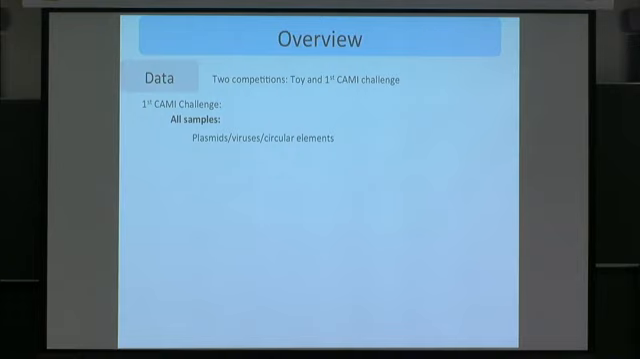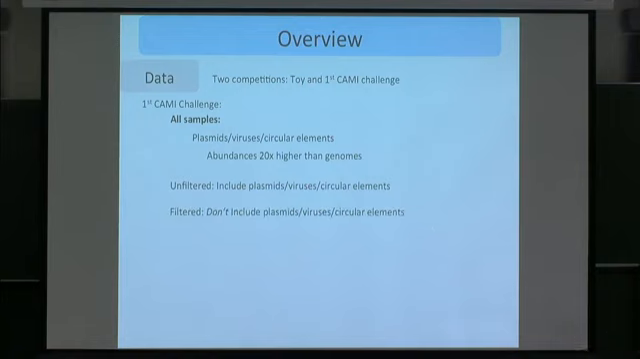Okay, we also had all the circular elements, and sometimes their abundances can be 20 times higher than genomes. And so we have two different flavors of ground truth. So relative abundances and organismal identity that's unfiltered means you include those elements. Filtered means you don't include those elements. And so looking at the unfiltered versus the filtered ground truth will allow you to see which methods actually recovered these sort of circular elements or not. To give away a punchline, none of them really recovered any.